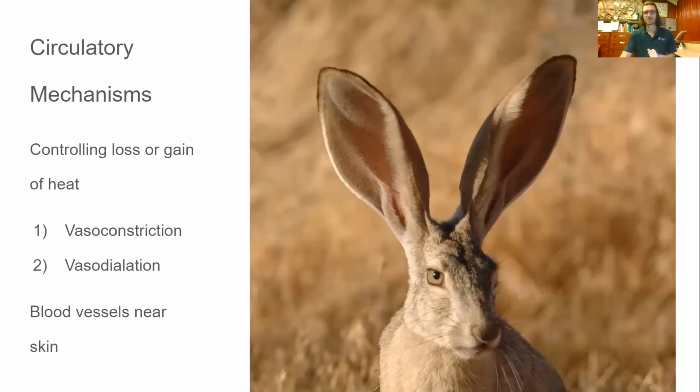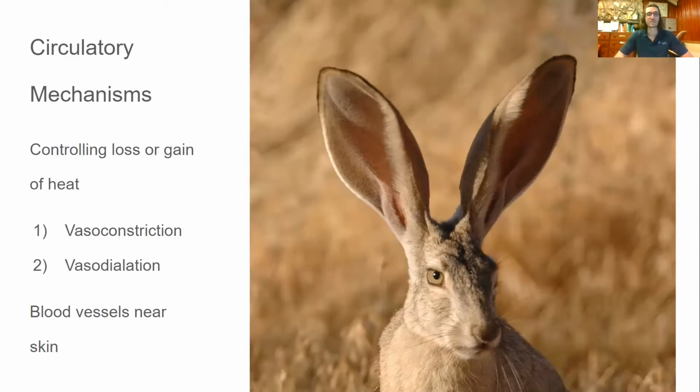There are also some really cool circulatory mechanisms that animals can use to control the loss or gain of heat. So it's not necessarily them producing it internally, but it can help control how much they actually lose. If you're losing less heat, you're inevitably maintaining a warmer body temperature, right? And that's going to help you stay warmer. And so we have these two processes called vasoconstriction and vasodilation.